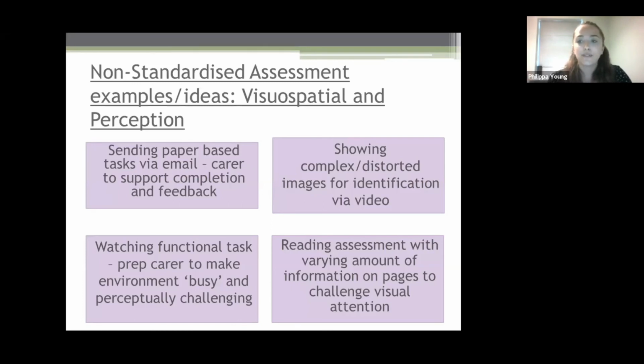You can turn this into a functional task with the kitchen environment. So asking the carer to make the kitchen perceptually challenging and then observe them doing a task. So you're looking for, can they find the items? Can they identify objects? And are they using tools appropriately? For example, pouring a kettle, you can assess their depth perception.